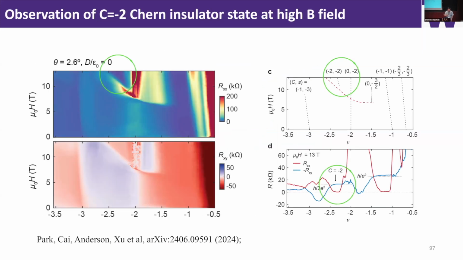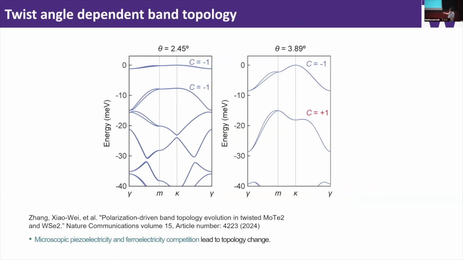Now, I want to provide you further evidence that our understanding is correct, right? The assignment of the chain number. Again, I remind you, the chain number at the 2.45 or small twist angle for the first and second band is -1, -1.